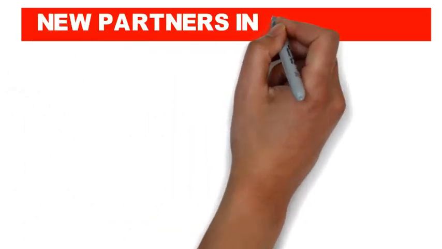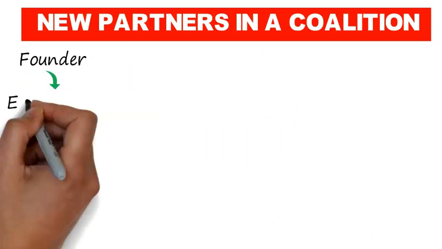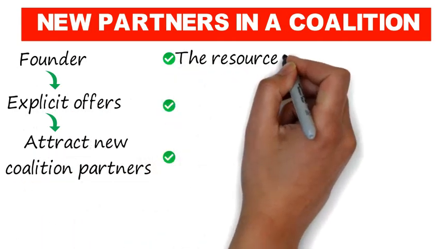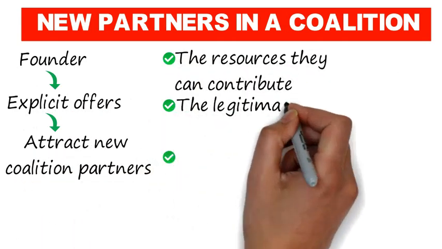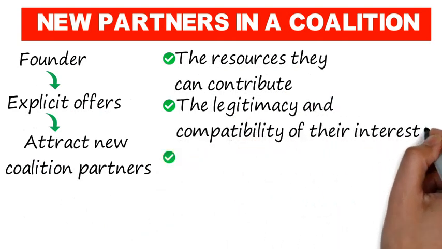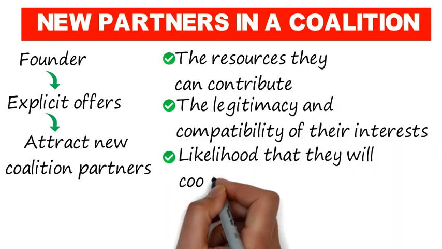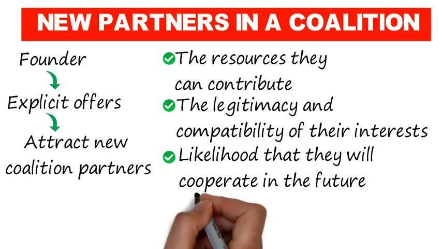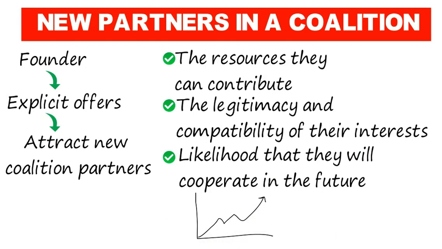New partners in a coalition. The founder makes explicit offers to attract new coalition partners based on 3 criteria: the resources they can contribute, the legitimacy and compatibility of their interests, and the likelihood that they will cooperate in the future. Considering these factors, the founder can strategically expand their coalition and increase their bargaining power.